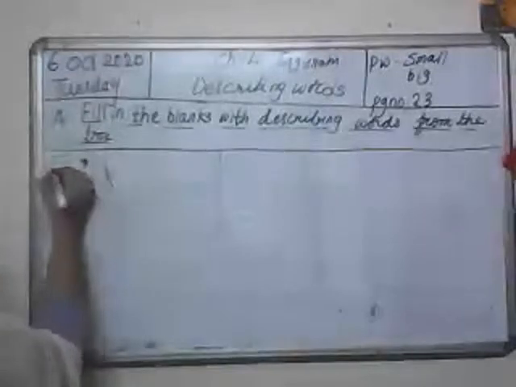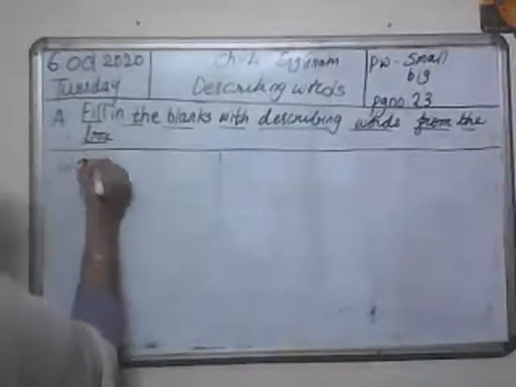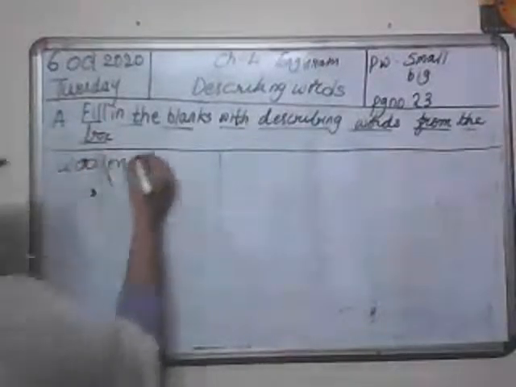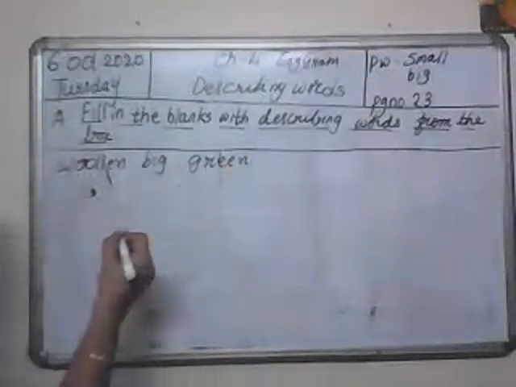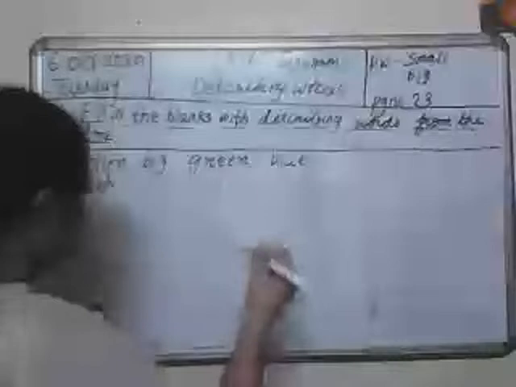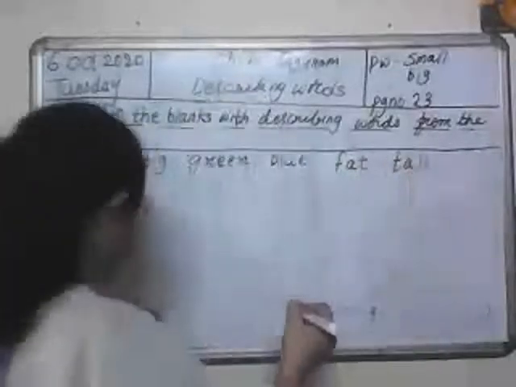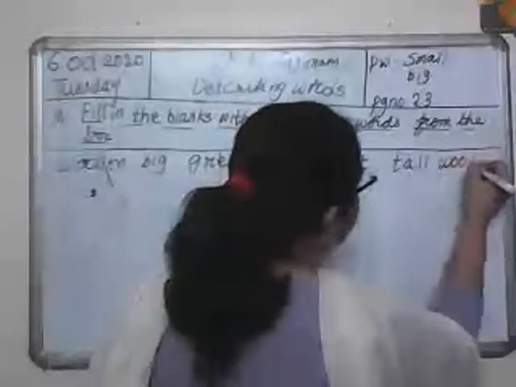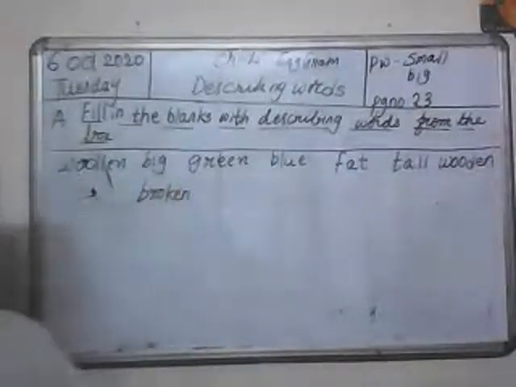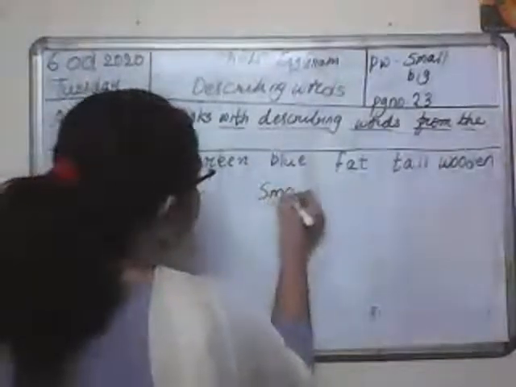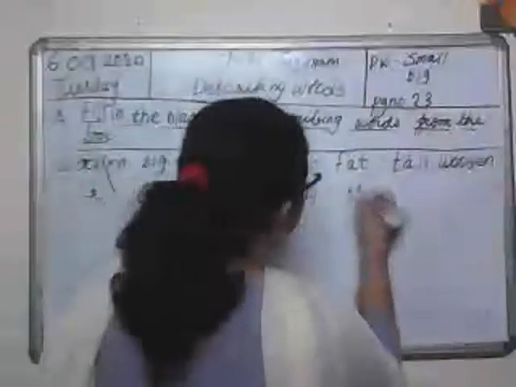This is your help box. And the words in the help box are woollen, big, green, blue, fat, tall, wooden, broken, small, and old. These are the words in your help box.